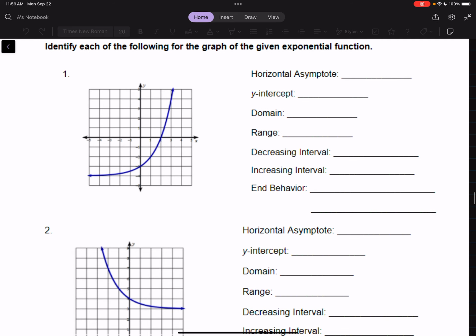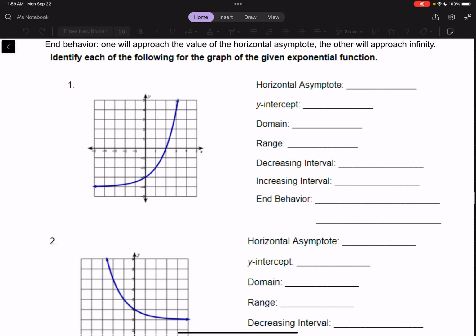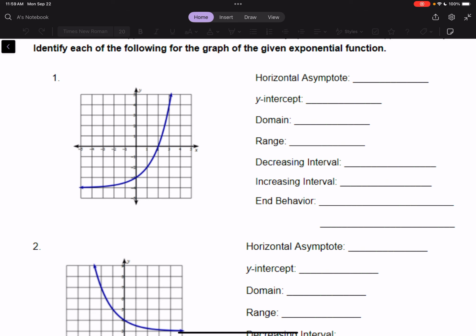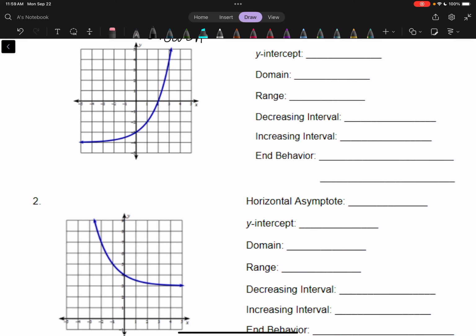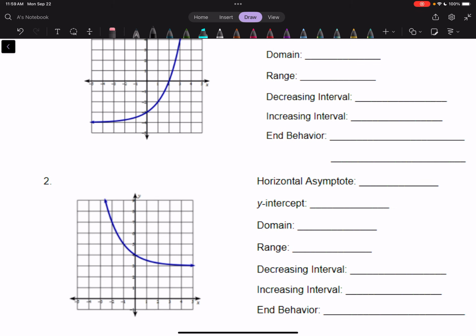For number one, I want you to notice how you have the graph leveling off as it goes to negative infinity, and it is increasing as it goes to positive infinity. Well, this tells me this is growth because I'm leveling off as x goes to the left. On number two, as x goes to the right, it levels off, so this is decay.